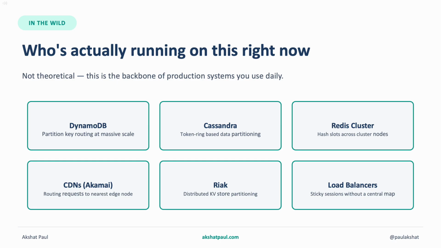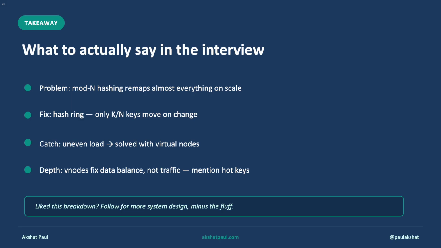So when you explain this in an interview, don't just explain the algorithm. Mention one or two of these real systems. It shows that you understand this isn't textbook trivia, it's infrastructure you'd actually be building on. All right, let's bring it all together. Here's your interview ready summary.